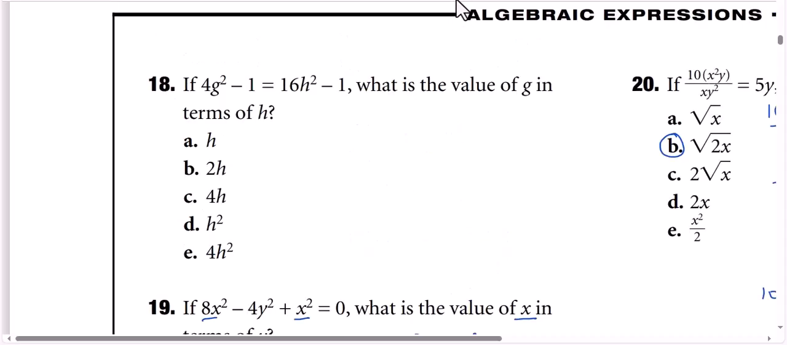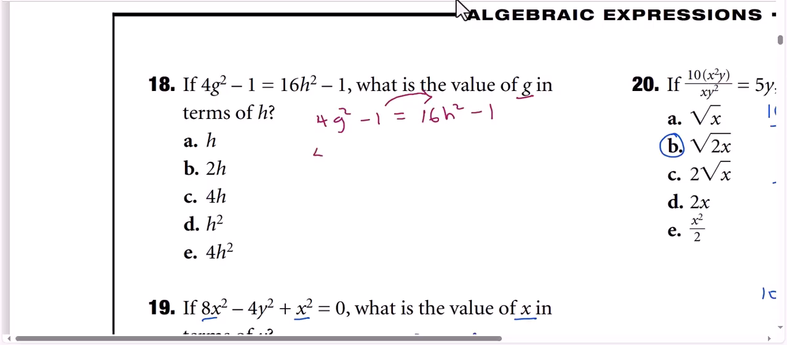So for the next question, we have 4g squared minus 1 is equal to 16h squared minus 1. Okay, and we are meant to solve for g, which means making g the subject of the formula. So what we have to do is to look for a way to isolate g. So to isolate g, I want g to stand alone. Therefore, I want to remove everything around g. So first, I can add 1 to both sides and make sure that I just have 4g squared, that's the coefficient and this variable. So removing this constant here, I will take it to the other end of the equation.